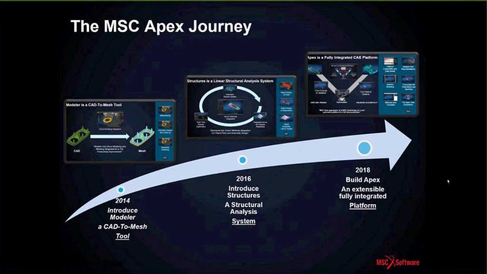We introduced the CAD to Mesh tool in early 2014, predominantly for modeling, and during that time all of you have seen how powerful it is, in particular for creating mid-surface models of complex geometry. As the modeler became mature, we started introducing Apex as a structural analysis system tool in early 2016. As of today, we can handle linear statics, linear dynamics, and linear buckling simulations in Apex.